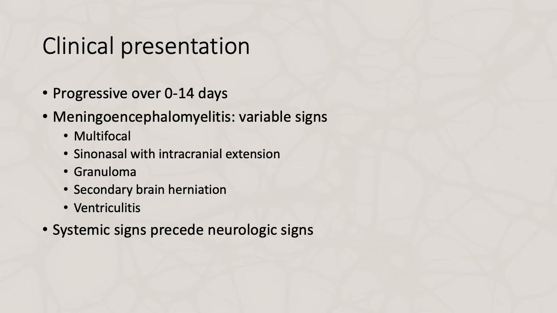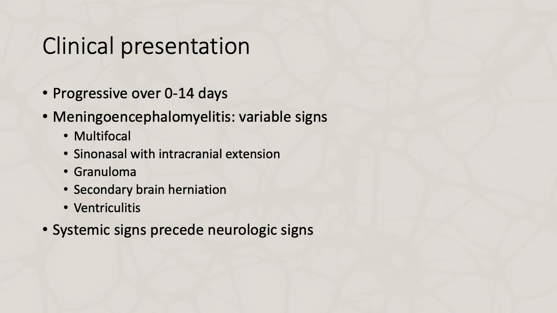Many CNS mycoses cases have progressive neurologic signs over 0 to 14 days. Transitory steroid responsiveness is common. Longer neurologic histories occur, especially with Cryptococcus. Neurologic clinical signs depend on location, obviously.